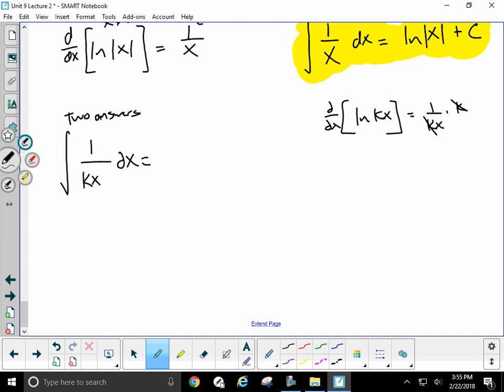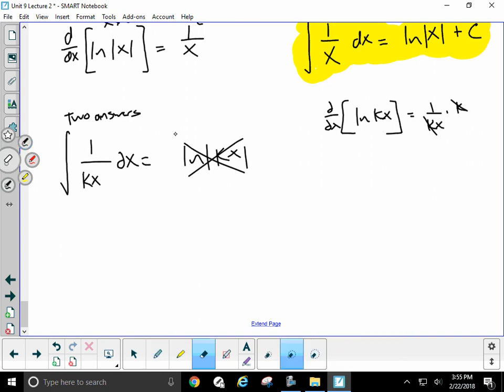How do I take the derivative of log of kx? The outside is the log, the derivative is 1 over, the inside is kx, so I got k as its derivative. Okay, so this antiderivative is not as simple as just saying it's log absolute kx. That's wrong. Okay, I need that 1 over k. There are 2 ways we can do this. Okay, here are my 2 answers.